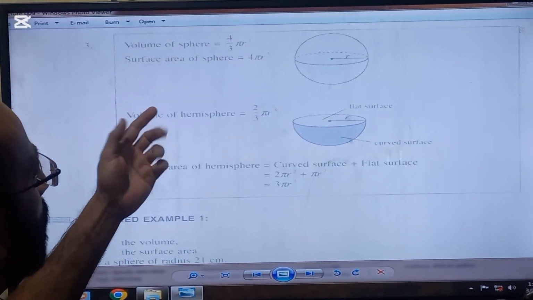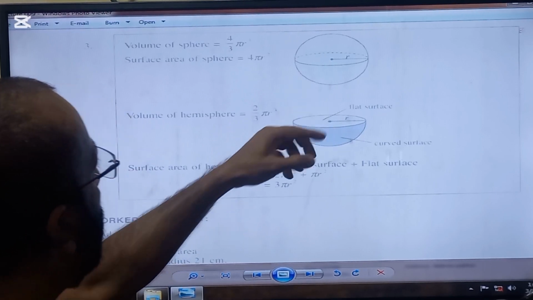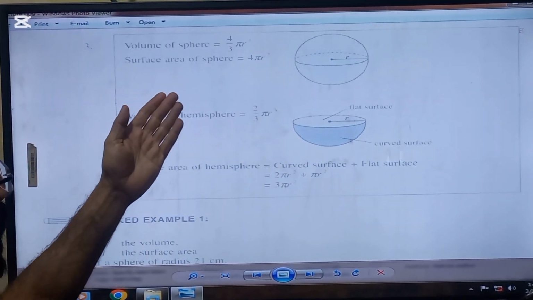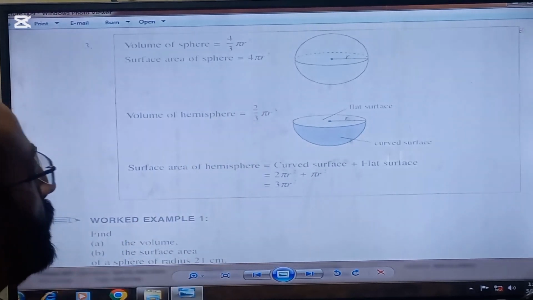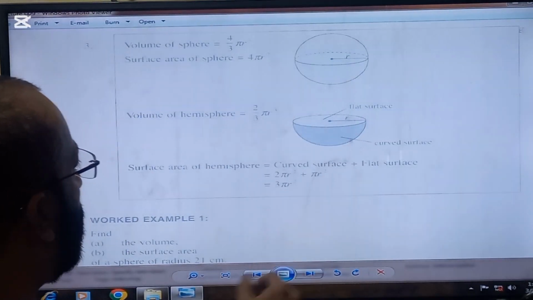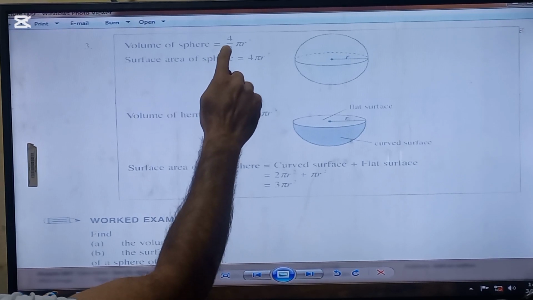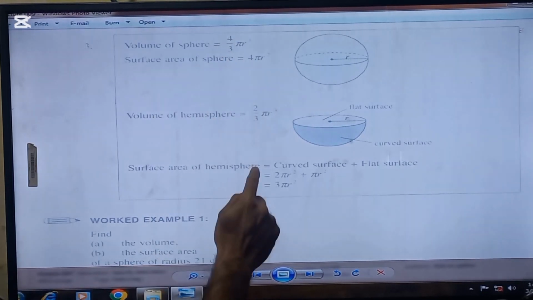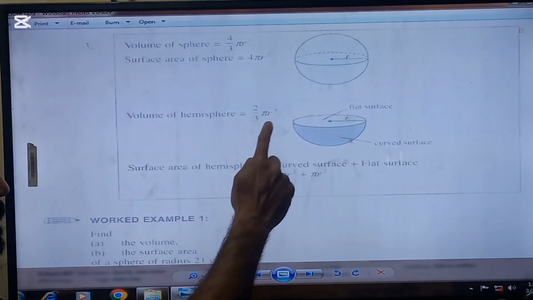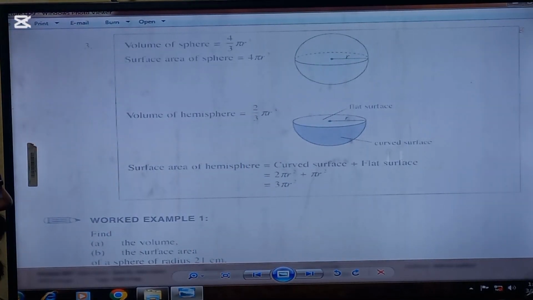Volume of the sphere formula is 4 by 3 pi r cube, where r is the radius, and surface area of the sphere formula is 4 pi r square. And for a hemisphere, volume will be 1 by 2 into 4 by 3 pi r cube, and 2 will be cancelled by 4. So 2 2s are 4. The formula will become 2 by 3 pi r cube. This is the formula for the hemisphere's volume.